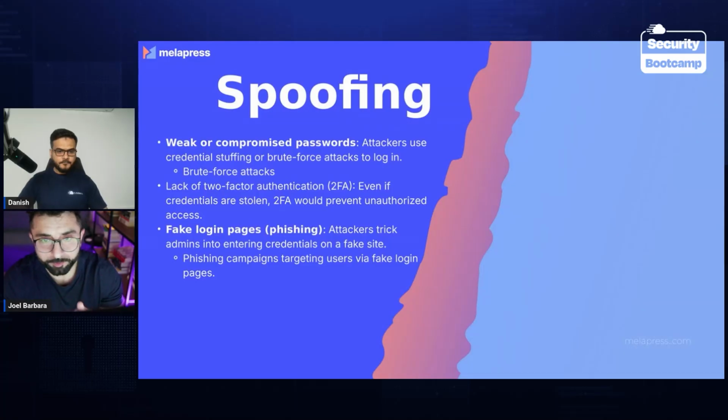So we have weak or compromised passwords. Attackers use either credential stuffing or brute force attacks to log in. Brute force attacks are basically trying every single combination until one works. Credential stuffing is a bit different.